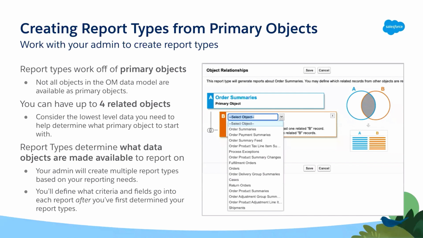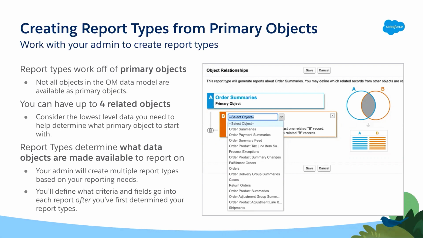Here's a visual to further explain. As mentioned, report types are based on a primary object that you select. It's important to note that not all objects in the order management data model are available as primary objects. But in this example, the order summaries standard object is selected as the primary object. You can then optionally select a secondary object that's related to the primary object, which allows you to bring more records into this report type. You can select up to 4 related objects in a report type.